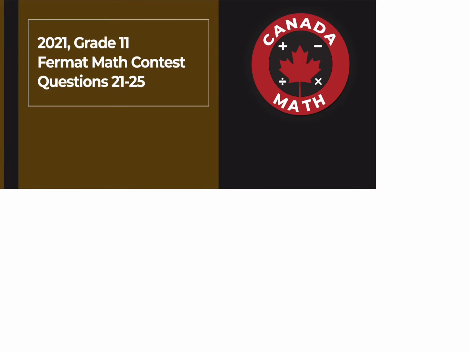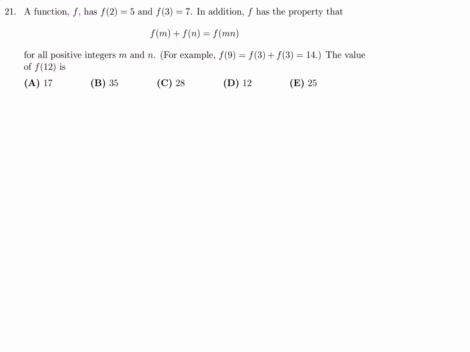Questions 21 through 25 on the 2021 Grade 11 Fermat Math Contest. A function f has f(2) = 5, f(3) = 7. In addition, f has the property that f(m) + f(n) = f(m times n) for all positive integers m and n. For example, f(9), which equals f(3) + f(3), would equal 14.